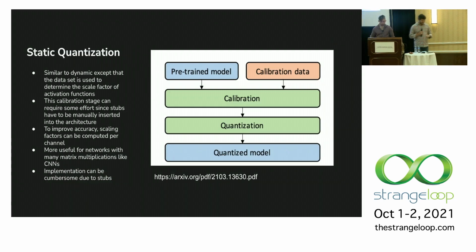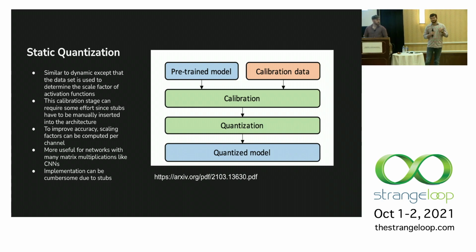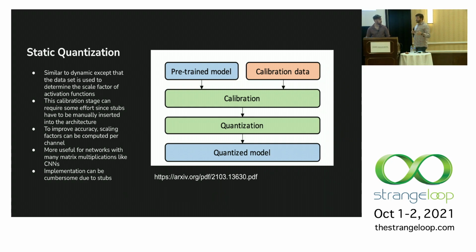All right, so next we have static quantization. We're still going to quantize the weights like we did in dynamic quantization, but now we're going to take a closer look at how we quantize the outputs of these activation functions. So rather than waiting to time of inference to have some running determination of the scale factor based on the data that we see, we take the data set that we already have available to us and use that to calibrate the scale factors of these activation functions.